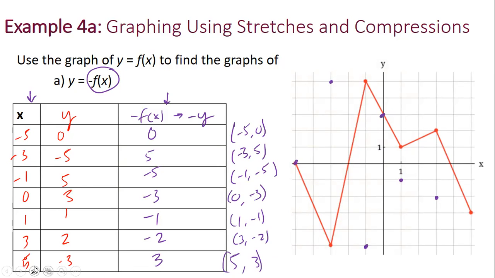Oh, I put my 3 in the wrong spot. Yes, I wrote -3 and I put it in +3. Thank you, Grace. And then I'm at 5, 3. So now when I graph it, I went the wrong way.